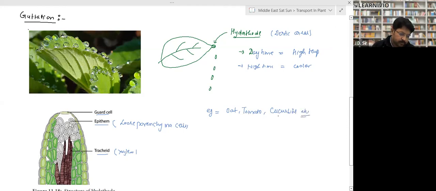So please start noting now. The loss or excretion of water in the form of liquid droplets from the leaves and other parts of an injured or intact plant is called guttation.